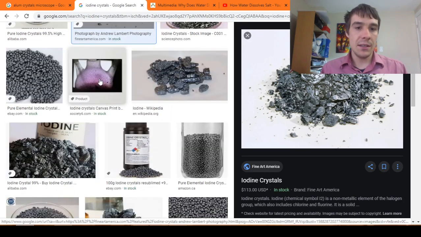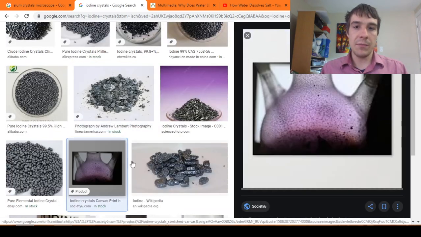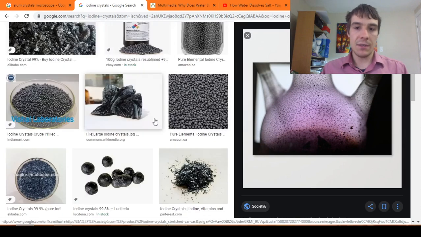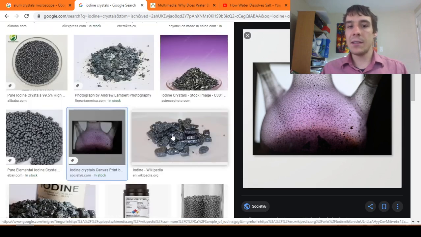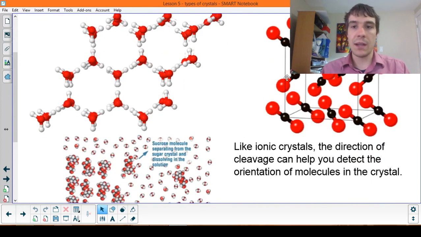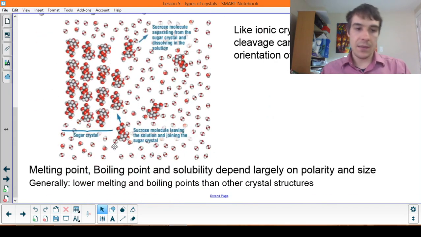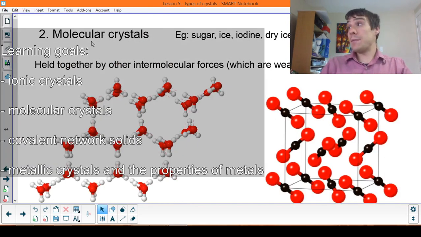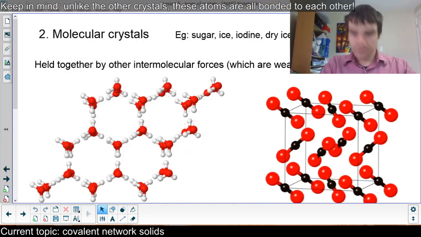So it has such a low boiling point that it actually turns into a gas, even at room temperature. It stays solid at room temperature, but it gives off a lot of gas. It's very easy to get it into the gas phase because it is held together purely through London dispersion forces, just like dry ice is. So that's molecular crystals. Our next thing is my favorite, which is covalent network solids. So I'm going to pause and set that up.